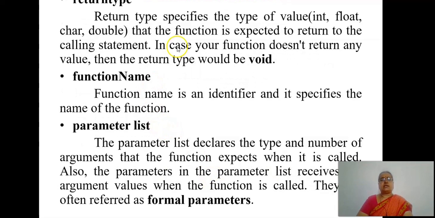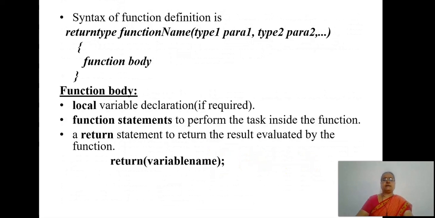Then function return type. The return type specifies the type of value that the function is expected to return to the calling statement. Suppose the function does not return any value, then the return type should be specified as void. Then you have the name of the function. It is an identifier. And next is the parameter list. The parameter list declares the type and the number of arguments that the function expects when it is called. And the parameters are called formal parameters.